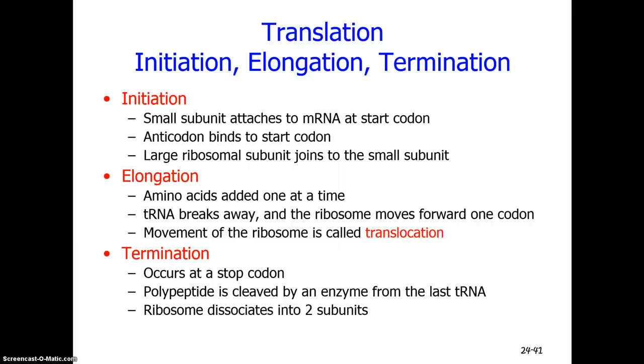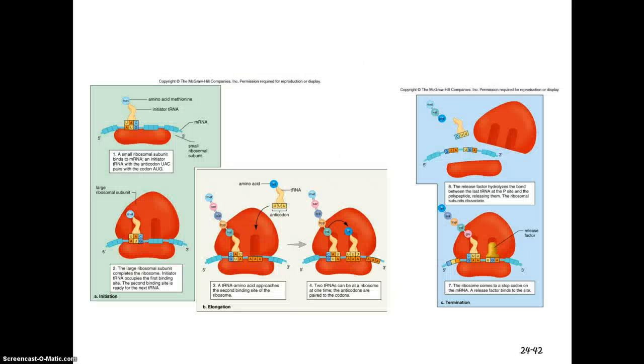Termination, this is going to occur at the stop codon. I showed you guys 3 different stop codons. When a ribosome hits that, the polypeptide is going to be cleaved, or cut by an enzyme, from the last tRNA, and then the ribosome is going to break apart into its 2 subunits.